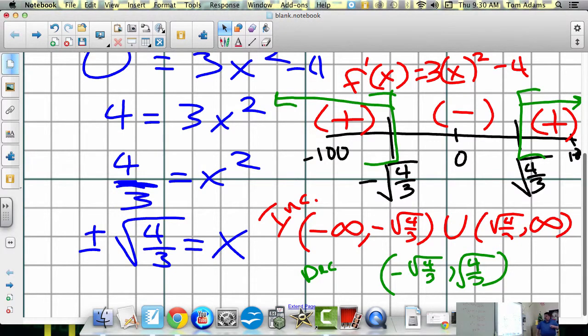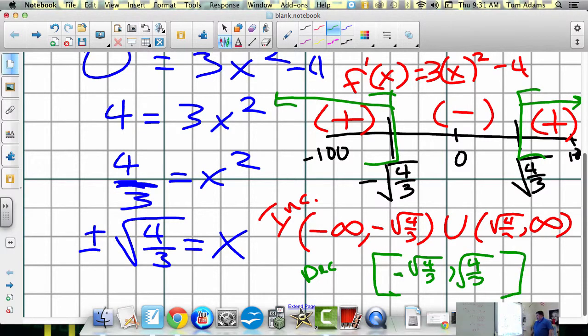Now technically, some books write it this way where they put the parentheses. Your textbook puts the brackets. I suppose you could debate over which is correct. In other words, you might have a bracket here and a bracket here at the 0, because it is decreasing all the way up to that point. Okay? But technically, right at that point, it is neither increasing nor decreasing.